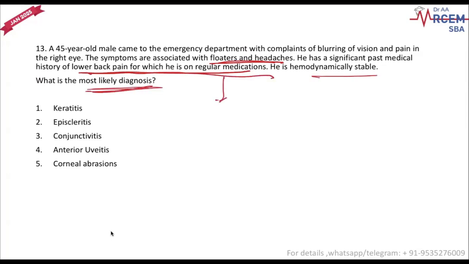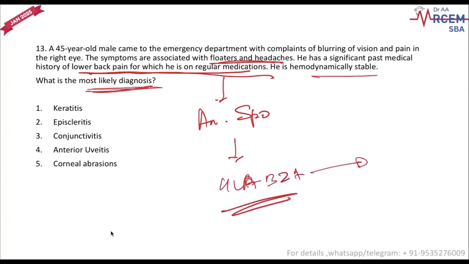This history can be because of ankylosing spondylitis this patient is having, which is an HLA-B27 disorder. If HLA-B27 disorder is present, we are always thinking of an anterior uveitis, also known as iritis. This patient is having floaters. Floaters are because of the presence of inflammatory cells, that is WBC, in the anterior chamber. That's why we are choosing an anterior uveitis here.